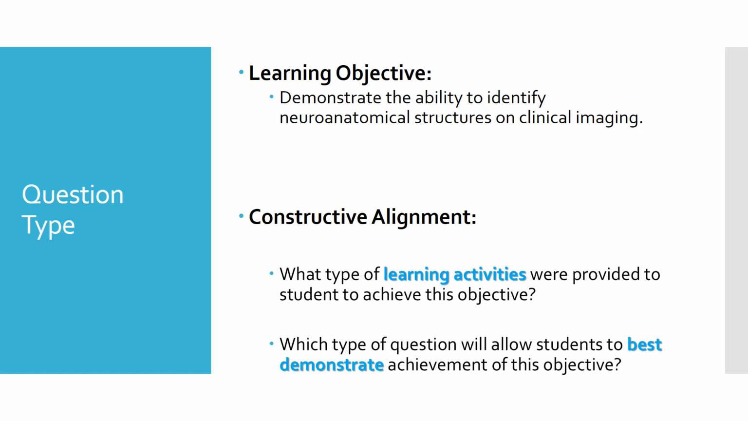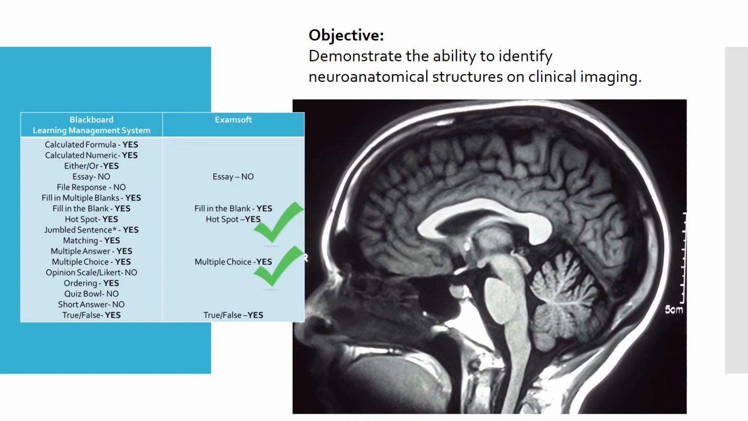The next thing I had to think about was what type of question will allow the students to best demonstrate that they have achieved that objective. If I had a picture here, this would be the best way to examine if they could identify a structure on an image. An essay asking them to demonstrate the ability to identify neuroanatomical structures on clinical imaging would not be appropriate. But options like a hotspot activity, where they are asked to click on the corpus callosum or the mammillary bodies, are completely appropriate.